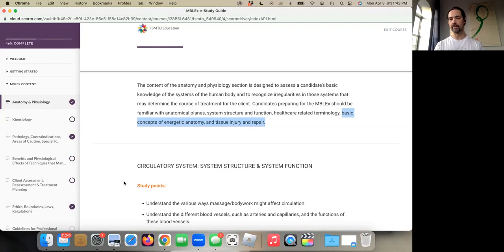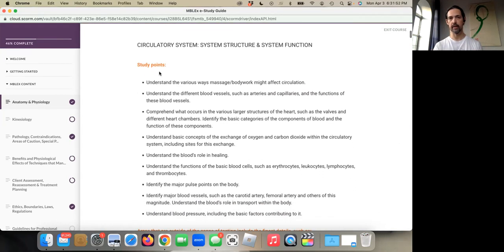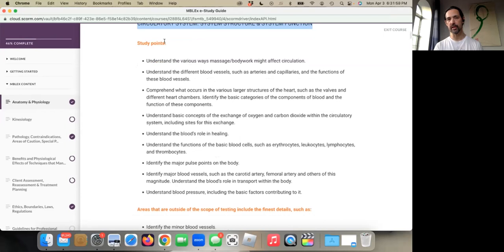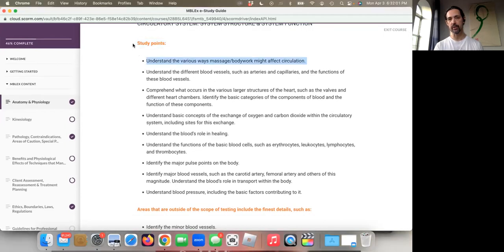They just, in my opinion, took the broadest things and put them in a shotgun and fired them at the page. And then the specifics of each system are listed one by one. So the circulatory system is listed with the study points, like this is what you have to know.